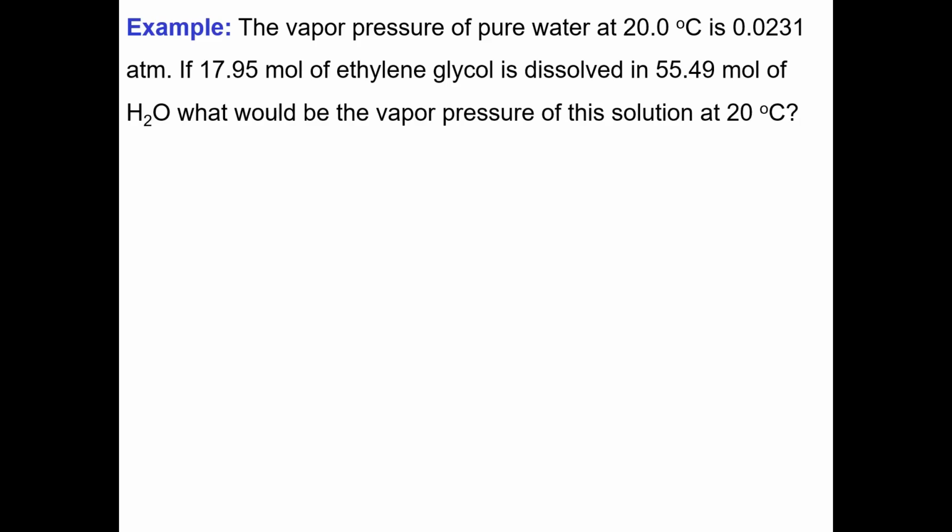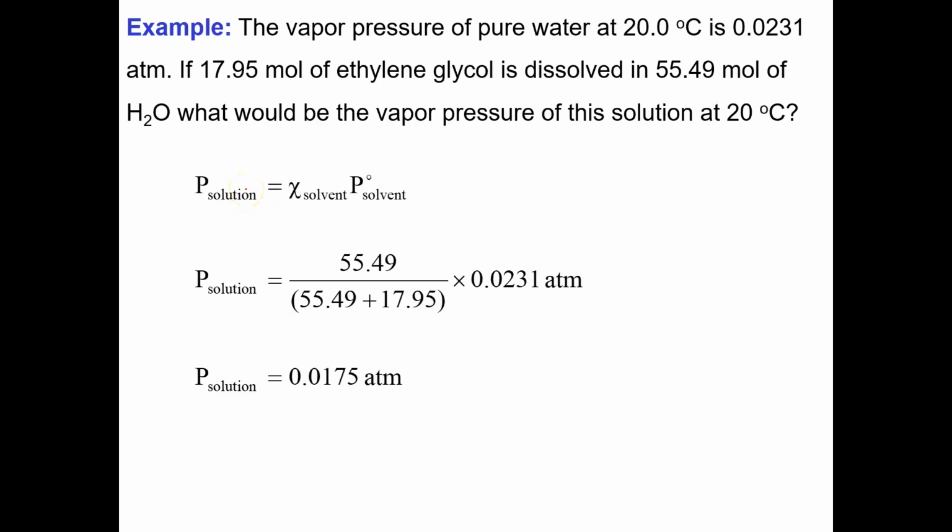So this problem reads, the vapor pressure of pure water at 20 degrees Celsius is 0.0231 atm. If 17.95 moles of ethylene glycol is dissolved in 55.49 moles of water, what would be the vapor pressure of this solution at 20 degrees Celsius? So let's just write out Raoult's law. It says that the pressure of the solution is equal to the mole fraction of the solvent multiplied by the vapor pressure of the pure solvent.